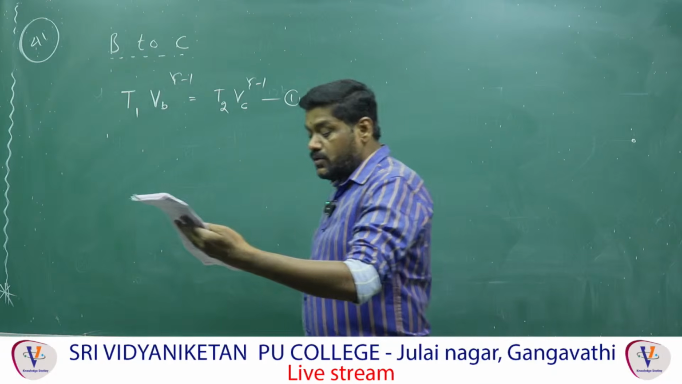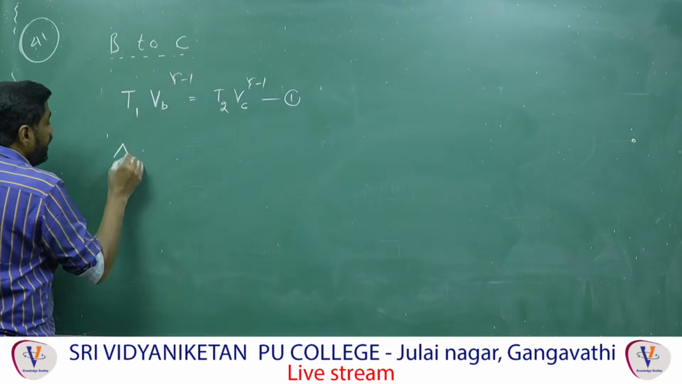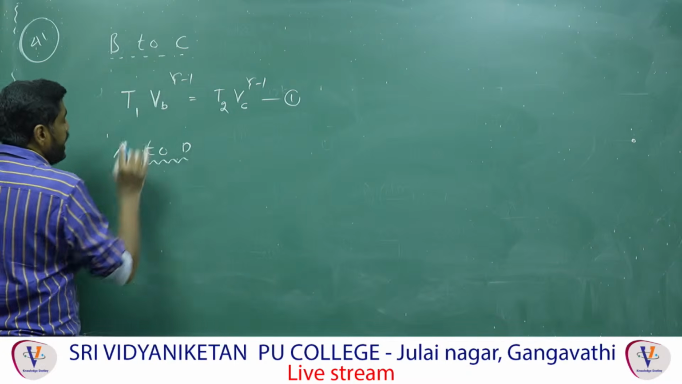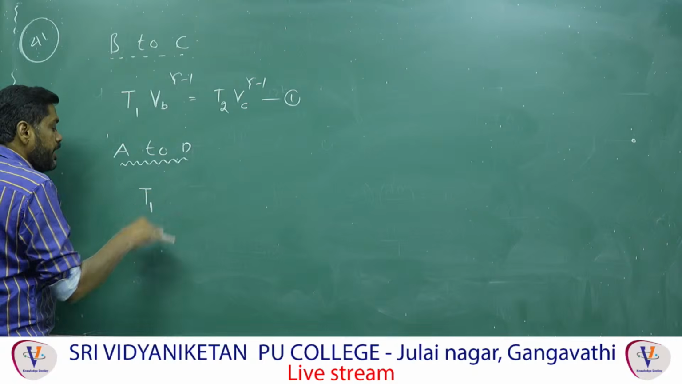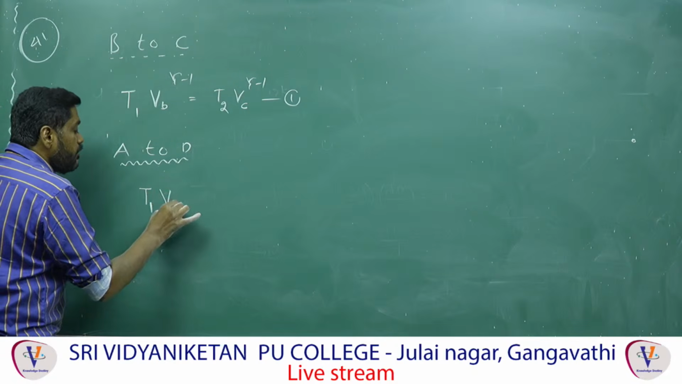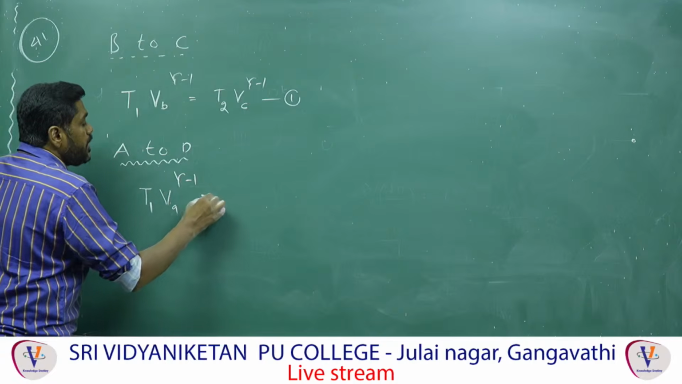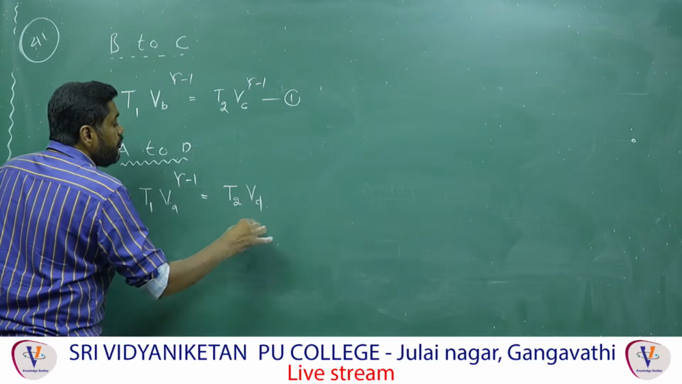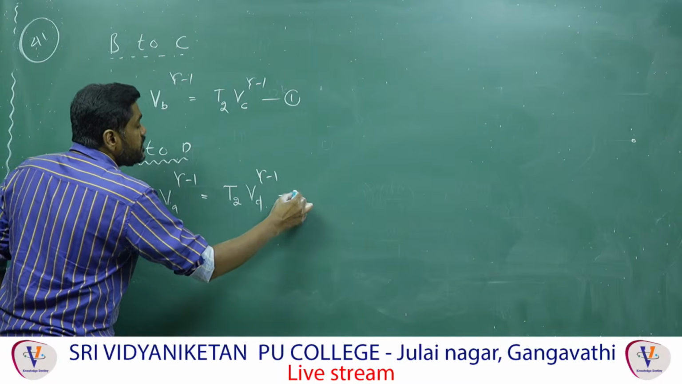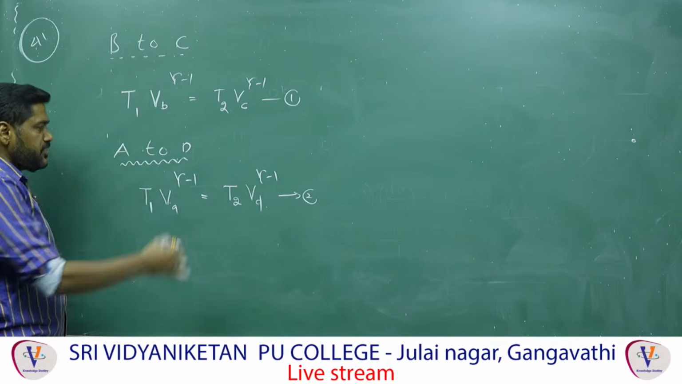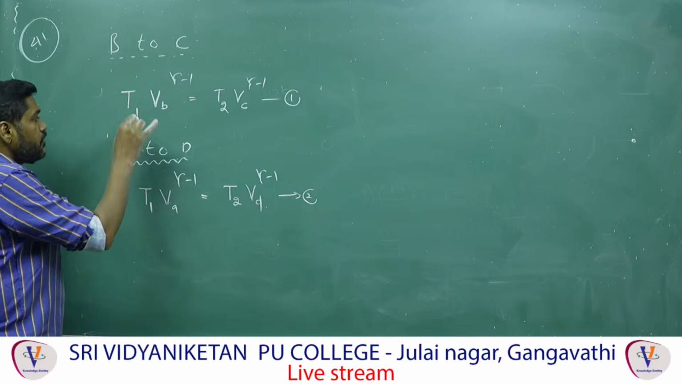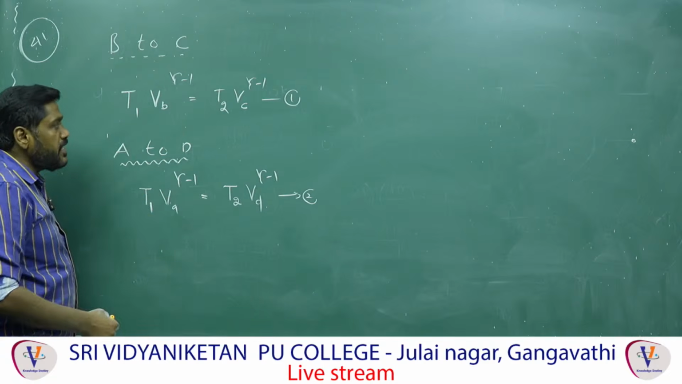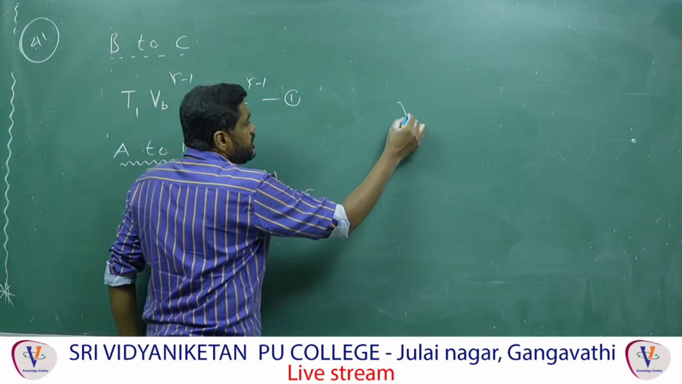Second one is A to D. If you go through A to D, at A the temperature is T1 and the volume is VA, again to the power gamma minus 1, is equal to, at D the temperature is T2 and the volume is VD, to the power gamma minus 1. This is equation number 2. Now just divide. After dividing, T1 and T2 cancel, and gamma minus 1 cancels. So after simplification, we will get the answer.